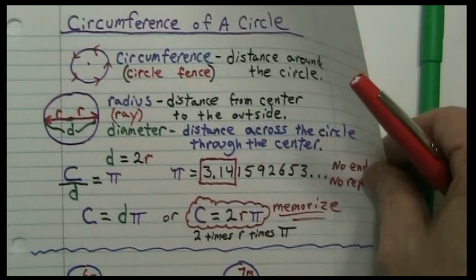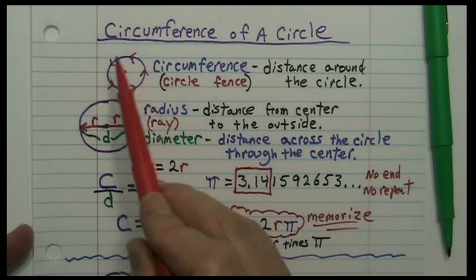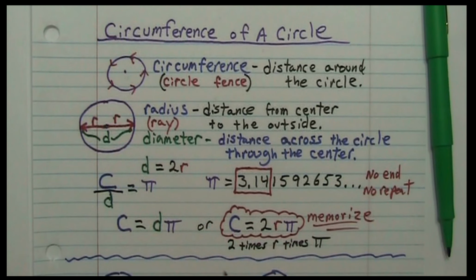Okay, so now you should know how to calculate the distance going around the circle. That's called circumference. And it's just diameter times pi, or 2 radiuses times pi.